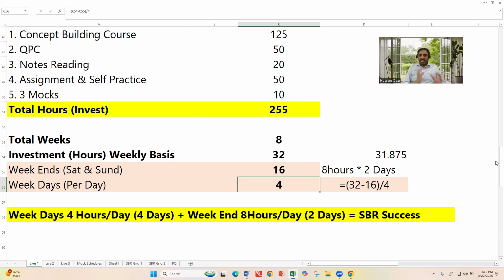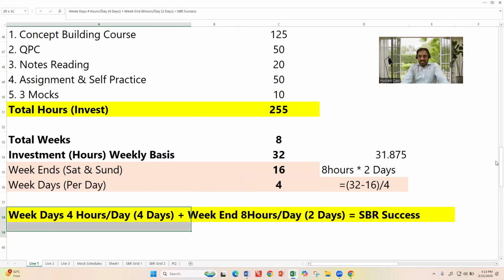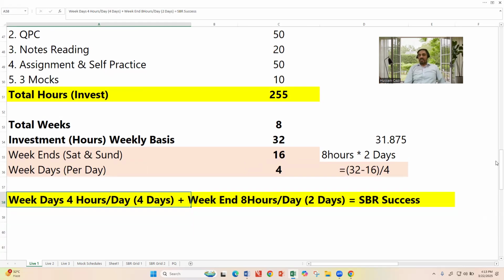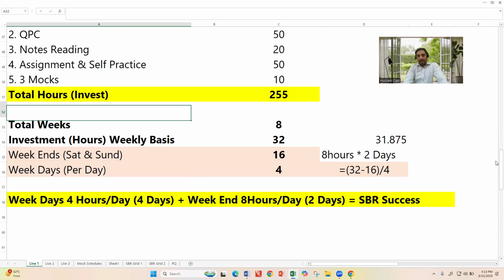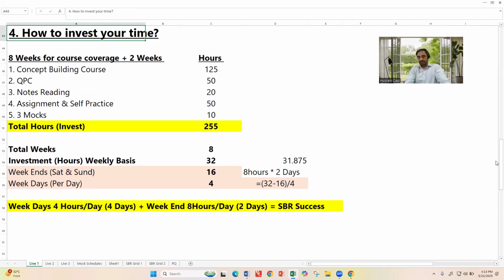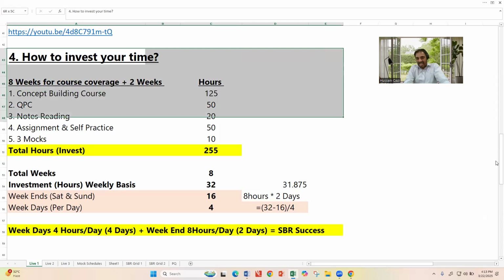So weekend 2 days, remaining 4 days, apart from the one holiday. So 32 minus 16 divided by 4. That means on weekdays you need to invest 4 hours. So the success formula is that if you are not a full-time student, you can invest 4 hours per day on 4 days, and on weekends 8 hours per day. So you can manage your schedule accordingly. This is the schedule I have suggested to you.